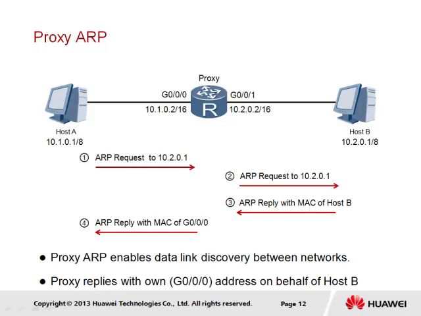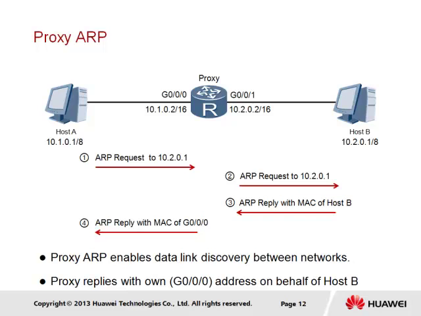We should assume that an ARP request is generated by host A intended for 10.2.0.1. The ARP request is broadcast over Ethernet and ultimately received by the Gigabit Ethernet 0/0 interface of the IP gateway. Instead of discarding the broadcast frame, the gateway will update its own ARP cache and generate a new ARP request destined for 10.2.0.1 that will be broadcast via the Gigabit Ethernet 0/1 interface.